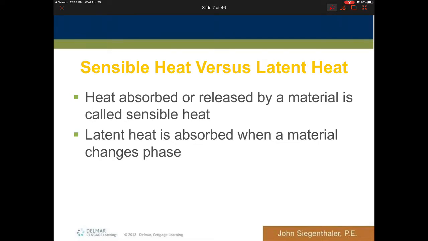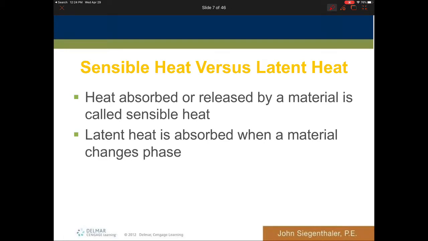So I talked a little bit about sensible heat versus latent heat. Let's talk about the differences. Specifically, when we have sensible heat, we absorb heat and we see that as an actual change in temperature of that material, whether it's the water temperature changing from 200 to 180. That is considered a sensible heat process. That is something that we can physically measure, generally with a thermometer.